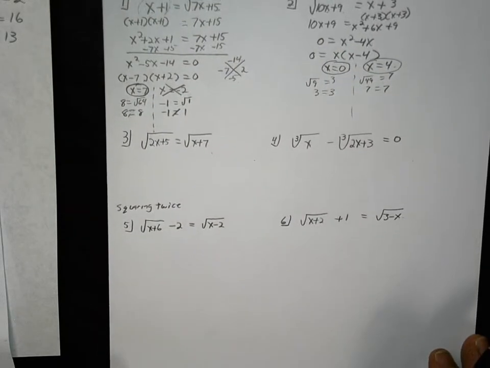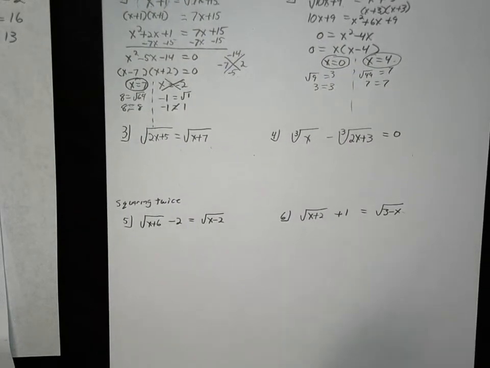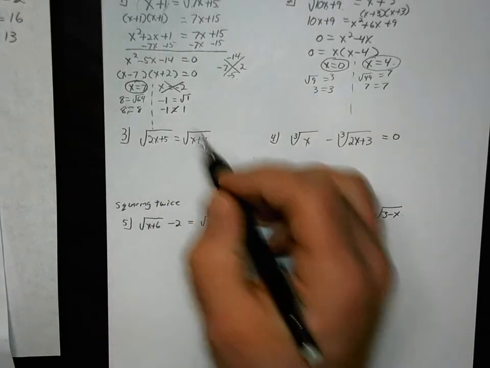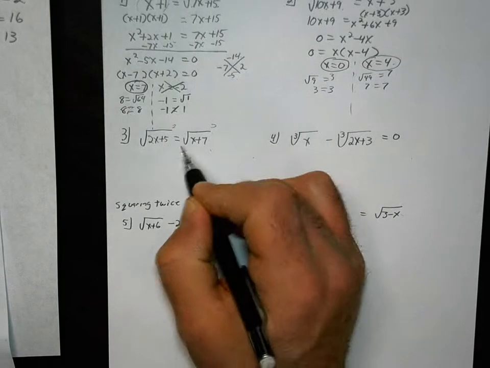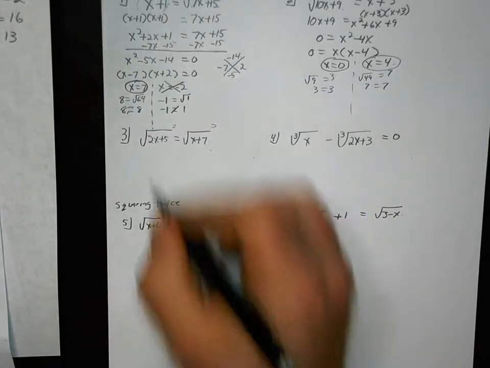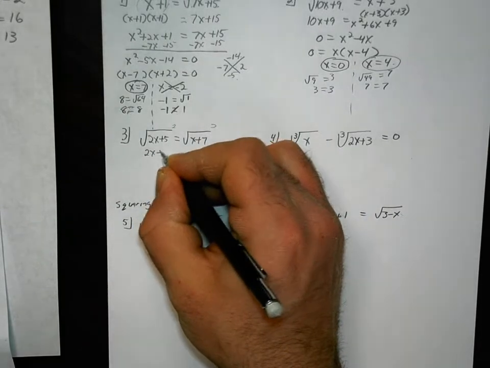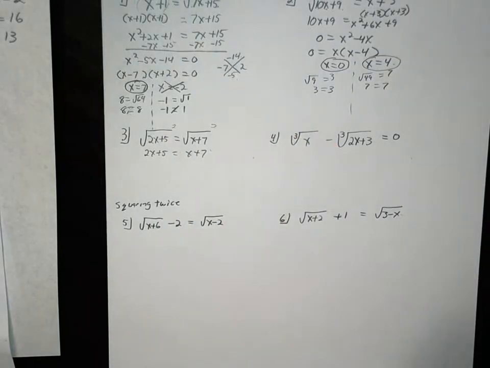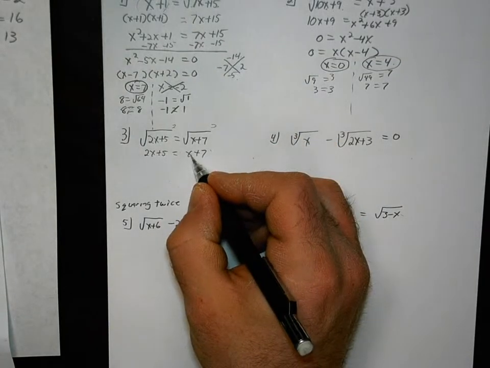Okay, so that's how we do those. 3 and 4 are pretty straightforward. The nice thing about number 3 is what happens when I square both sides. The square roots both disappear. So I end up with 2x plus 5 equals x plus 7. I solve that like I do any simple linear equation.